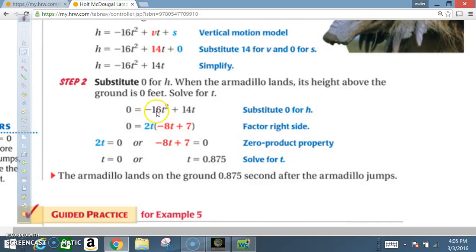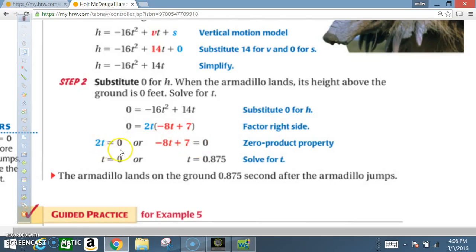Negative 16 divided by 2 is a negative 8. t squared divided by t is t. 14 divided by 2 is 7. t divided by t is 1. And then 7 times 1 is 7. Now I use my zero property. Once again, the 2t is like the a, and the negative 8t plus 7 is like the b. So I get 2 times t is equal to 0, or I get negative 8t plus 7 is equal to 0.